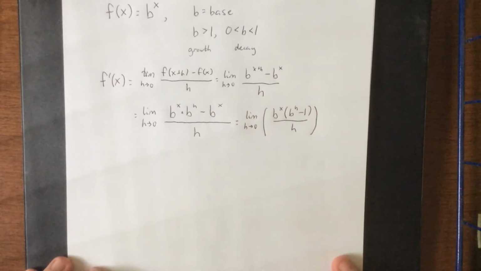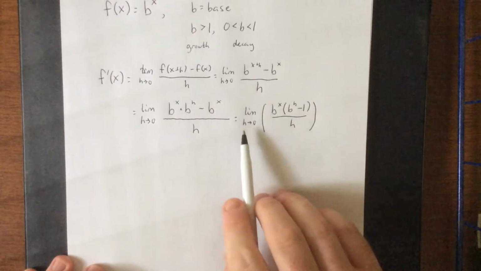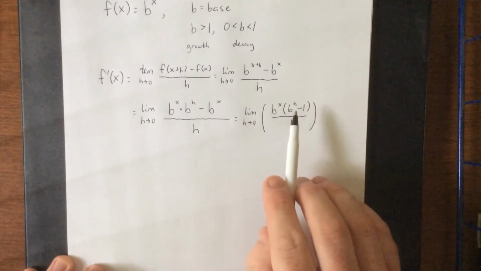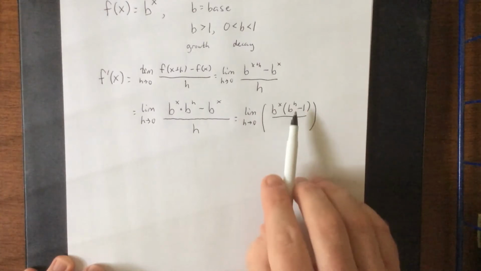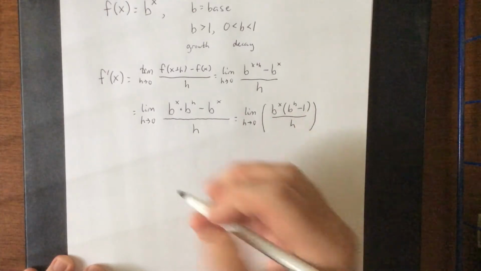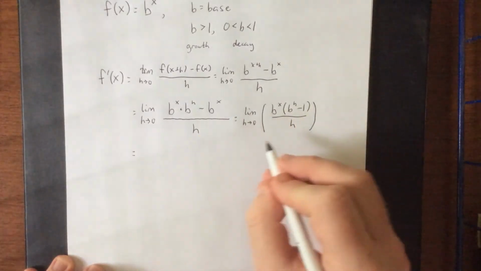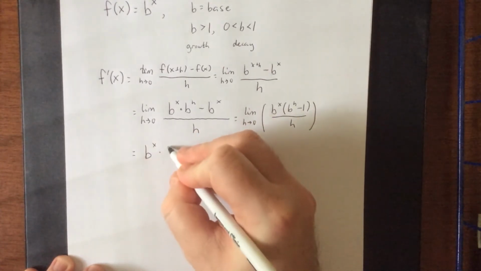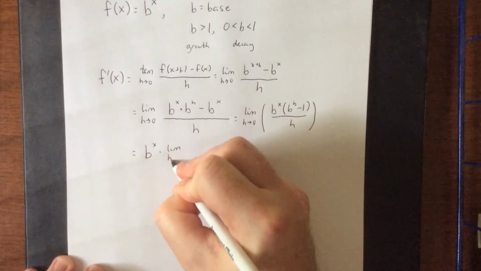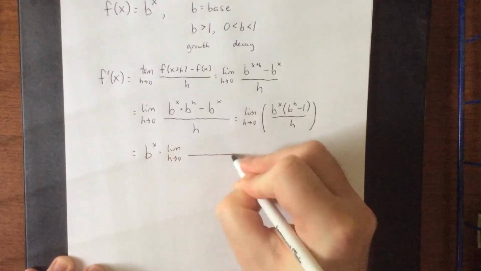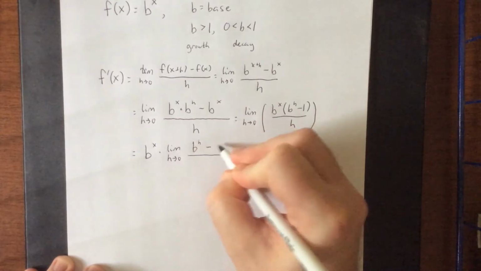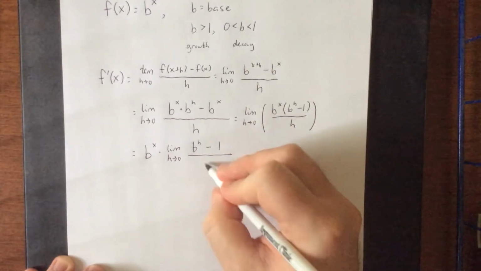Now, the important thing is the limit that we're dealing with is the limit as h approaches 0. So everything inside here perceives h as the variable in question. Neither b nor x counts as a variable. So using the constant multiple limit law, I can pull that b raised to the x power outside of the limit. This will be the limit as h approaches 0 of b raised to the h power minus 1 all over h.